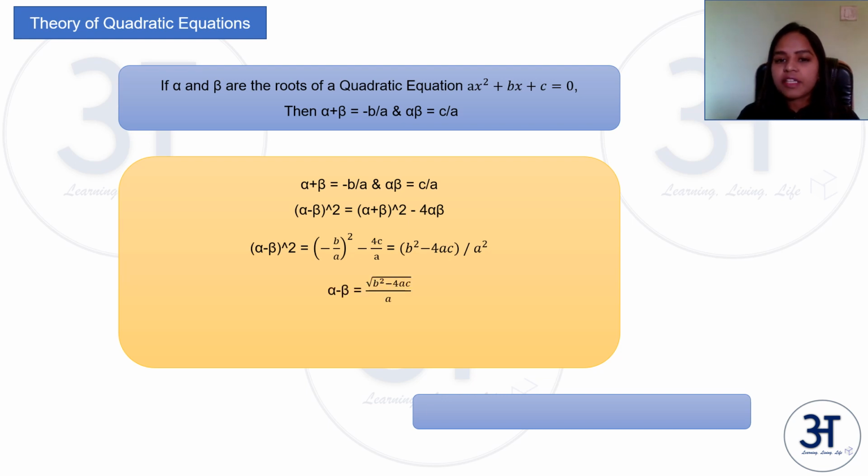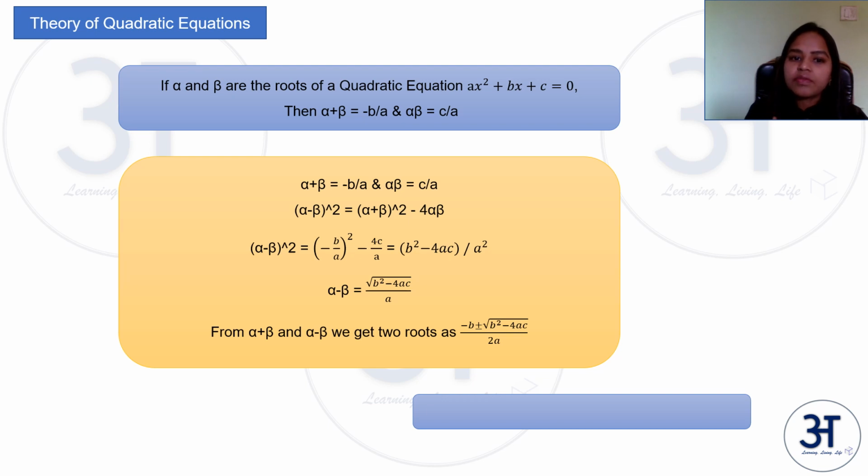So what is alpha minus beta? Square root of this: root over b square minus 4ac by a. Now you have alpha plus beta and alpha minus beta. So what will be your roots? What will be your alpha and beta? Alpha will be minus b plus root over b square minus 4ac by 2a. Beta will be minus b minus root over b square minus 4ac by 2a.